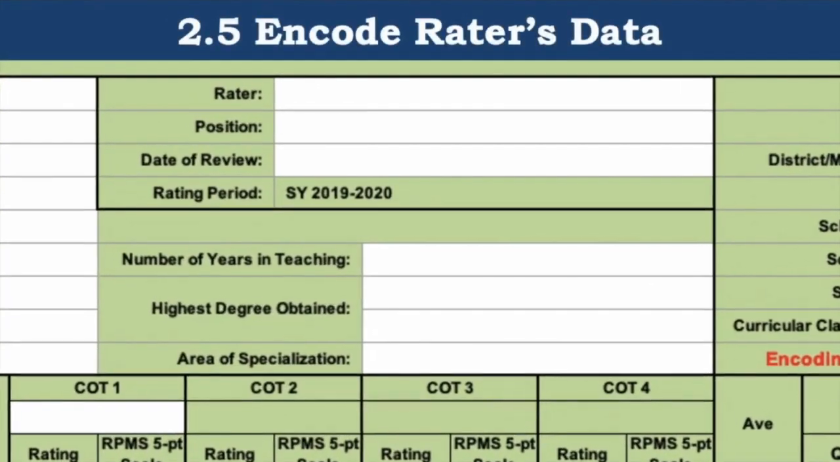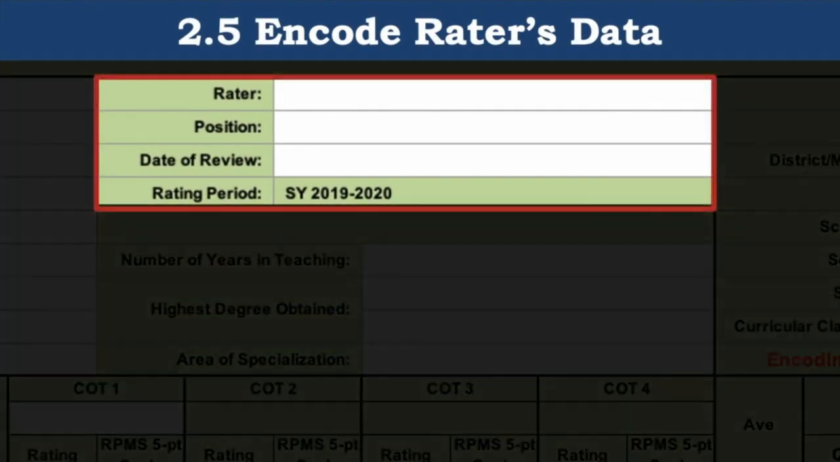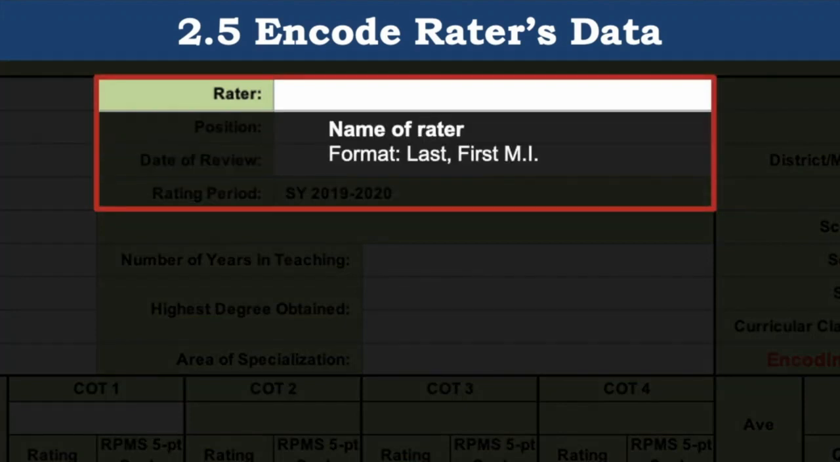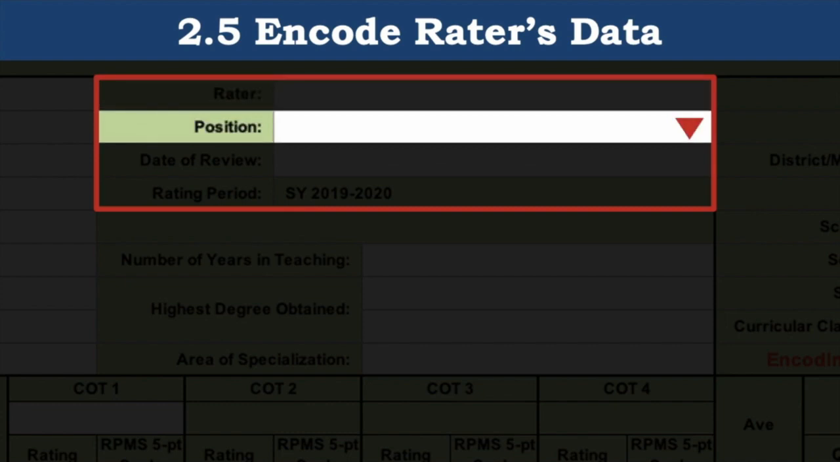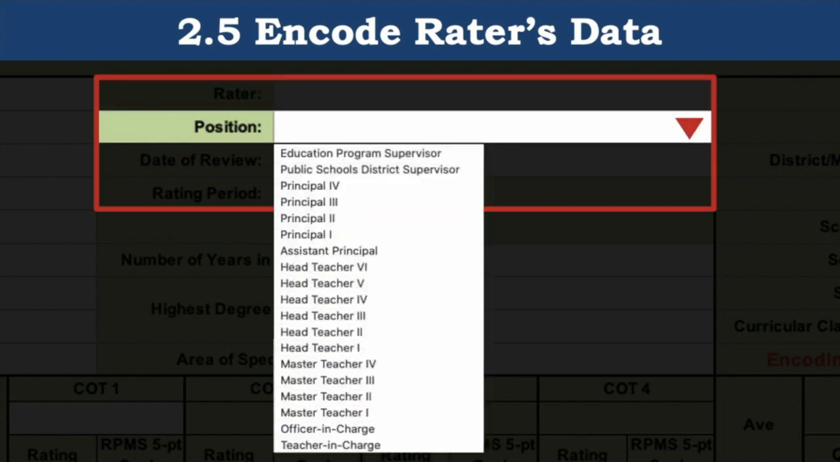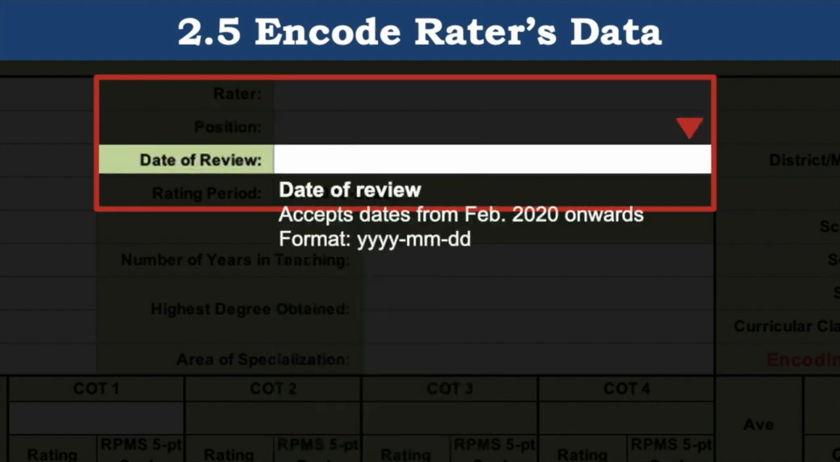Next, we encode the raters data, which contains only 3 fields. First is the rater's name, and we recommend you use this format: last name, comma, first name, and then the middle initial. Next field is the position, which is a drop-down option between these positions. And the last field is date of review, which accepts date from February 2020 and onwards using this format. At this point in time, this field is not required. You only need to encode the date of review when finalizing Part 1.